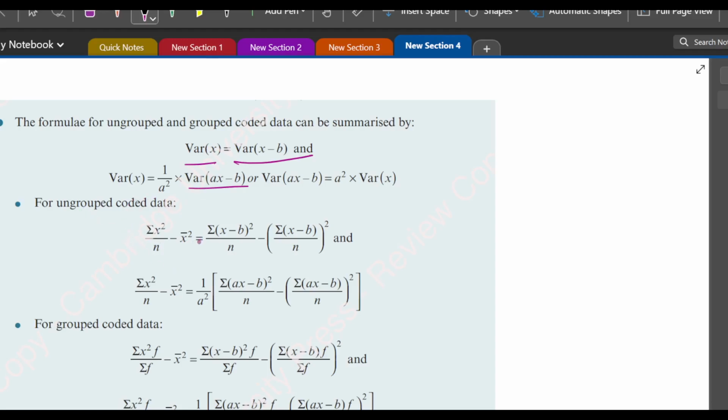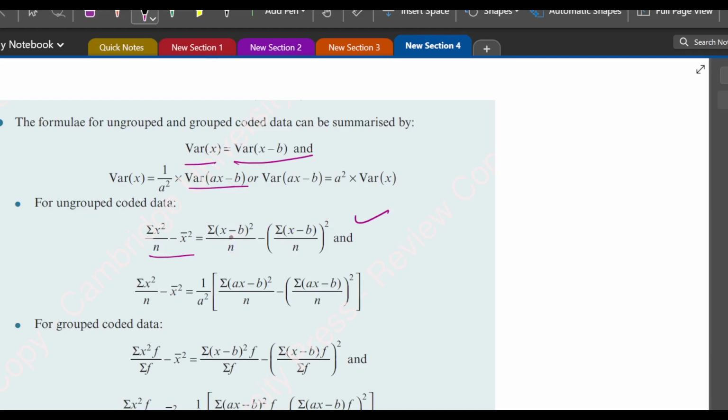For ungrouped coded data, this is the formula for variance: summation of x squared divided by n minus x bar the whole square. This is going to be the same as summation of x minus b the whole square upon n, where x is replaced with x minus b and x bar is replaced by the mean of x minus b. So summation of x minus b divided by n the whole square. Based on this, we have already discussed one problem.